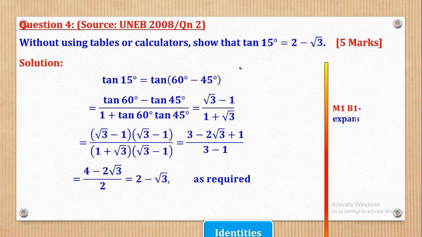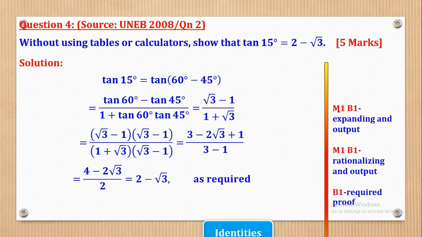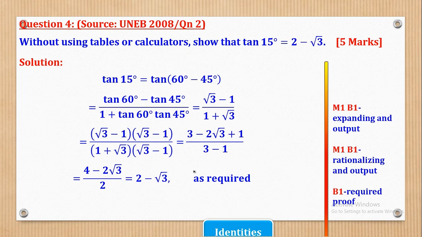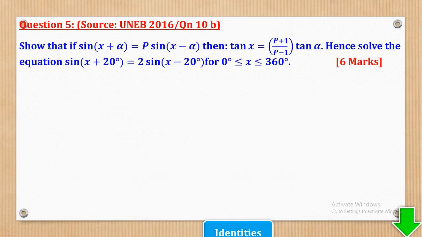So let's see how much can be awarded. So M1 for this expansion, B1 for this output, M1 for rationalizing, B1 for this output, and B1 for the required proof. So that was question 4.